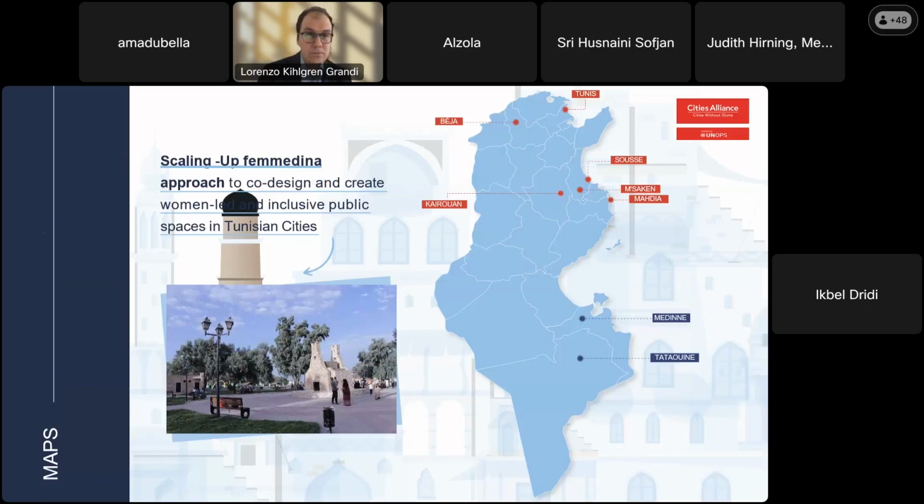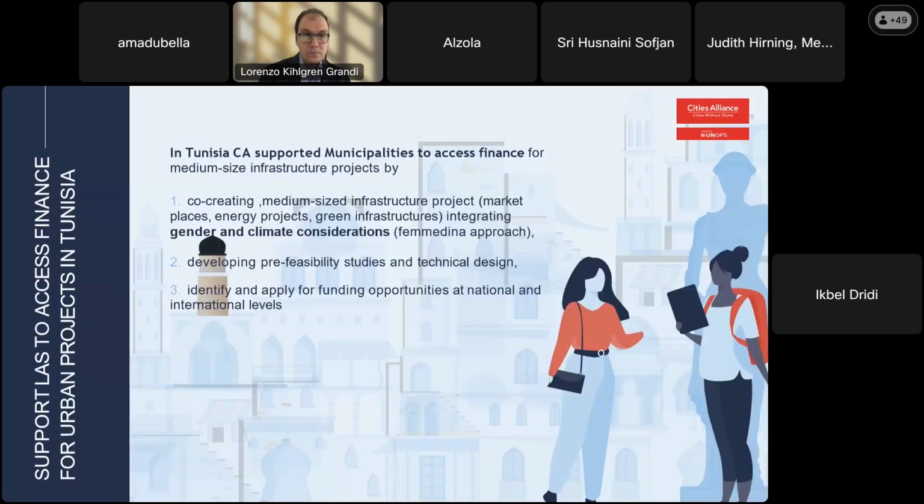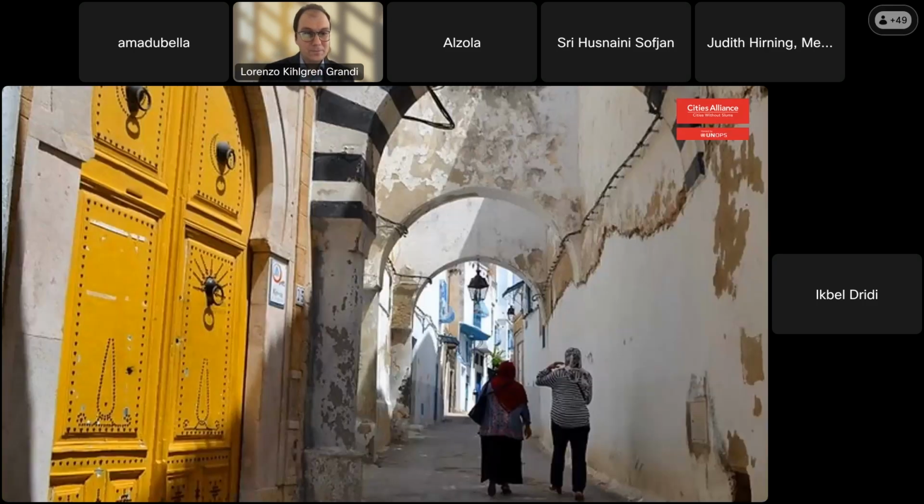And finally, as mentioned earlier, the project began in the Medina of Tunis, and now we're implementing it in new cities. And in Tunisia, Cities Alliance supported municipalities to access finance for medium-sized infrastructure by co-creating this infrastructure, integrating gender and climate considerations by developing pre-feasibility studies and technical design, and by identifying and applying for funding opportunities at not just national but also international level. Thank you for your attention, and I'm happy to answer any questions you may have.